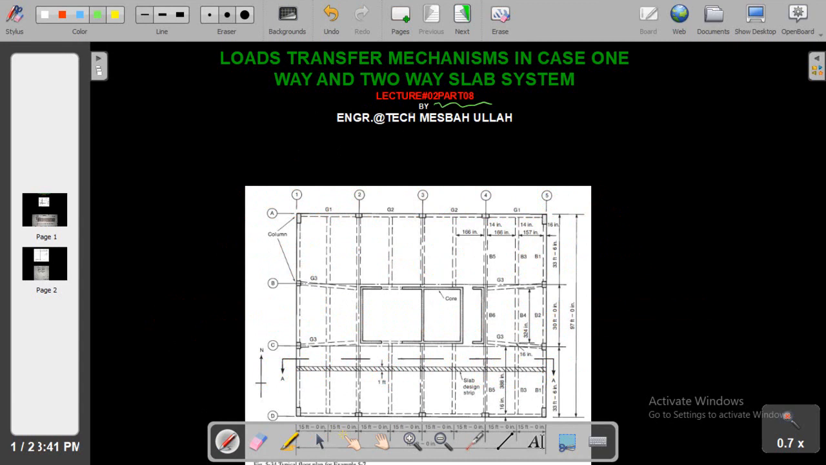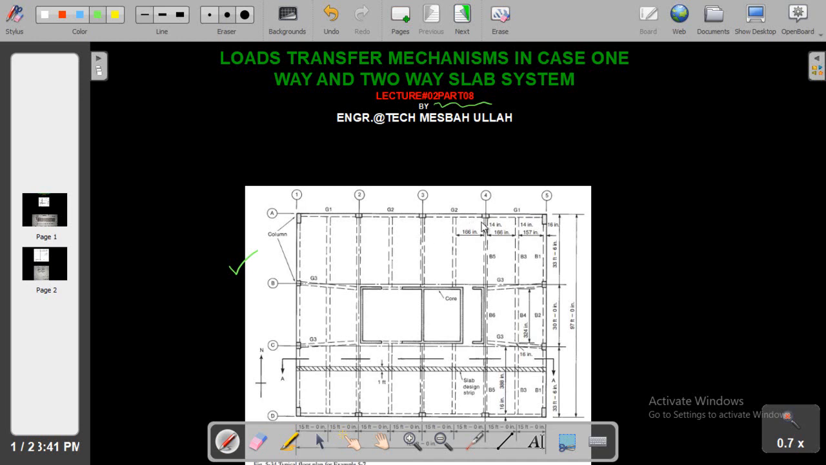Students, this lecture is very important regarding the load transfer mechanism. I see so many students, when they are analyzing a beam and they face a slab system and are asked to find the loading on the beams, they are unable to calculate the load over the beam from the slabs. So this is a very important question.